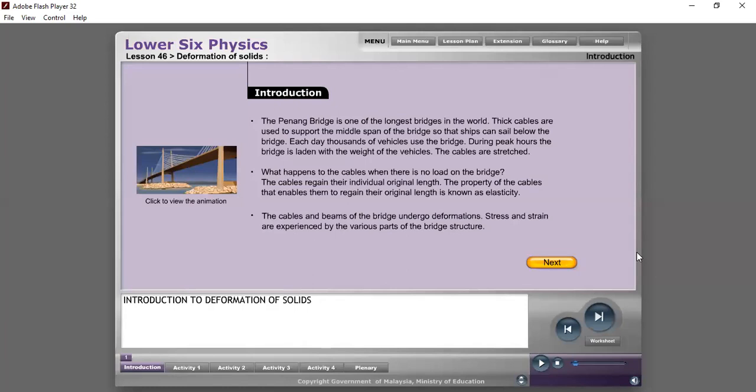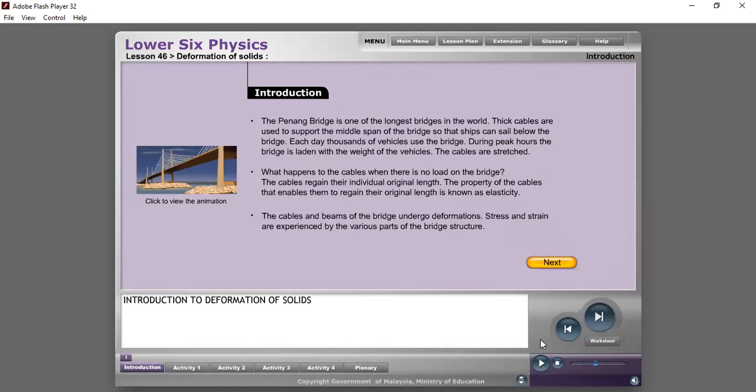The Penang Bridge is one of the longest bridges in the world. Thick cables are used to support the middle span of the bridge so that ships can sail below the bridge. Each day, thousands of vehicles use the bridge. During peak hours, the bridge is laden with the weight of the vehicles.